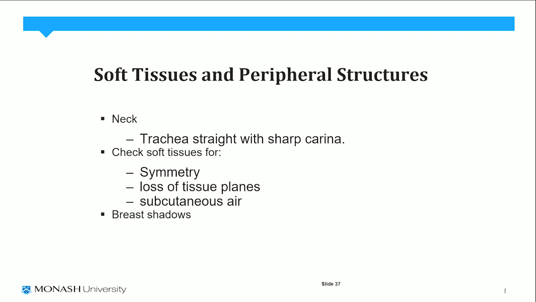So just a little bit more about the neck. The trachea should be straight with a very sharp carina, and then look for symmetry, any loss of tissue planes, subcutaneous air, and breast shadows.